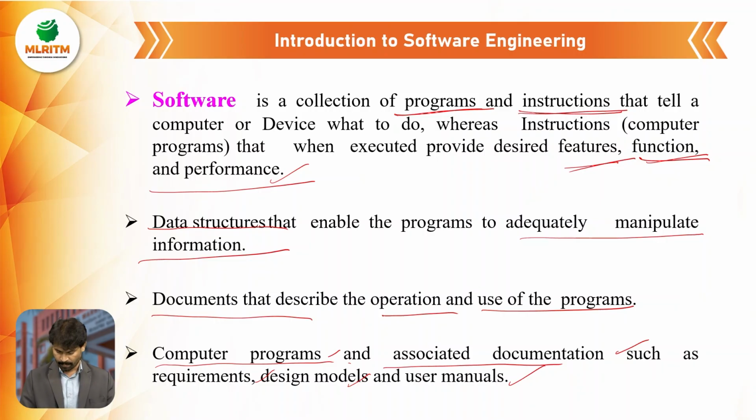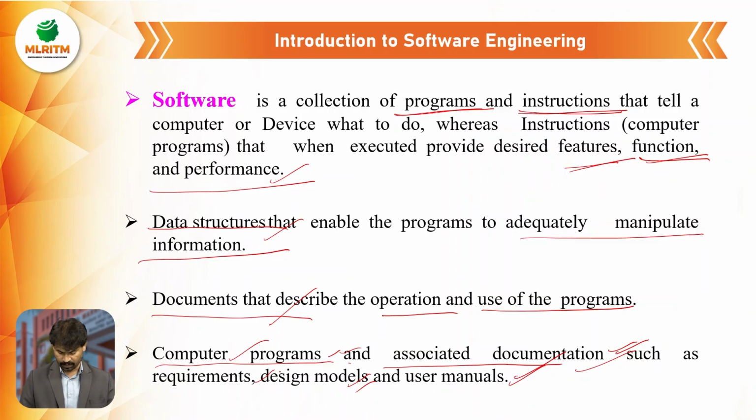And next, software contains data structures, documents, and computer programs, and then documentation. Your data structures enable the programs to adequately manipulate the information, and documents describe the operation and use of those programs, whatever you have written for that particular application. And then computer programs and associated documentation such as requirements, design models, and user manuals.